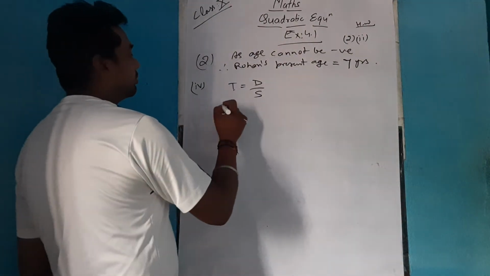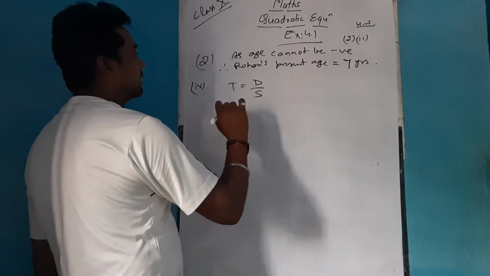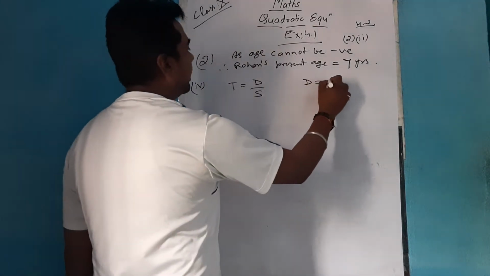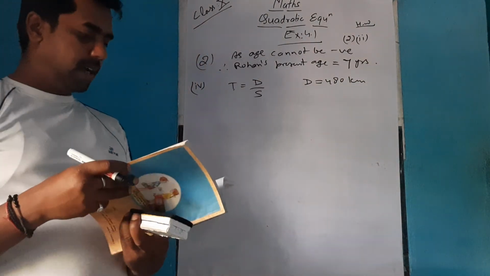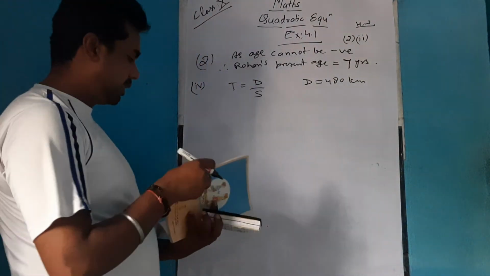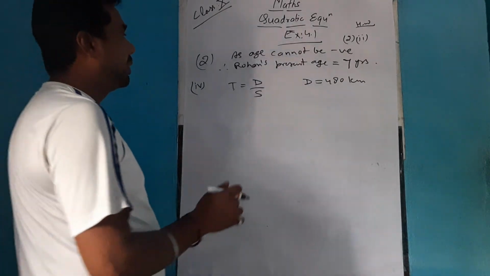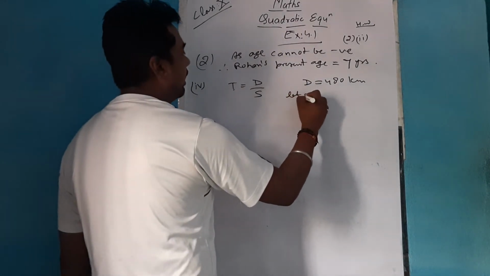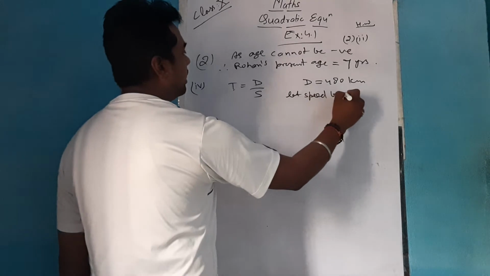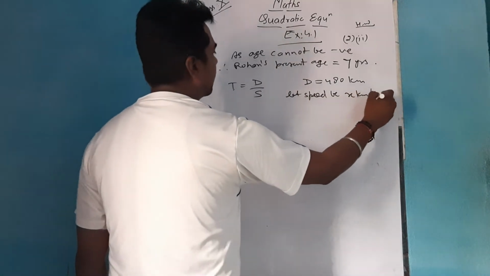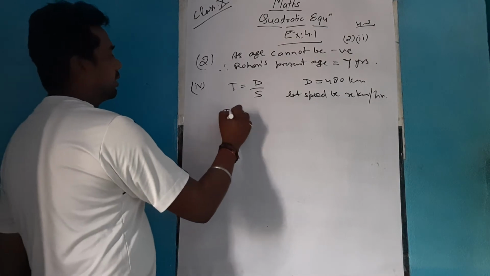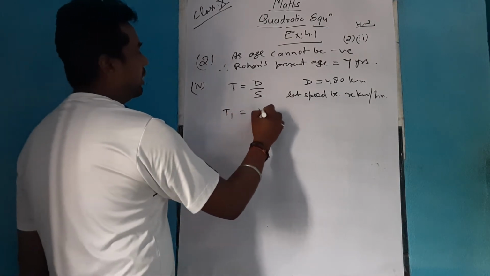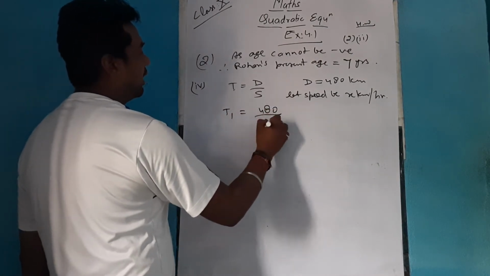So here distance is given as 480 km and speed is asked to find. For the speed of the train, let the speed be x km per hour. So the time taken, T1, will be 480 by x.